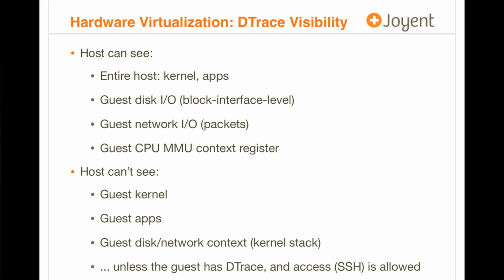And to list them out, the host can see, so if I'm the cloud operator and I'm logged into the host, I can see the entire kernel and the applications it's running. I can see the guest disk I/O at the block interface level. I can see guest network I/O packets. I can see the guest CPU MMU context register. It's a trick Robert Mustacchi came up with. So you can identify if threads are switching within the guest, based on the emulation of its MMU.